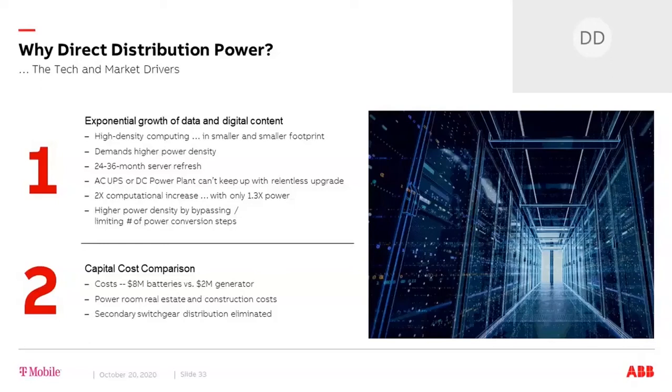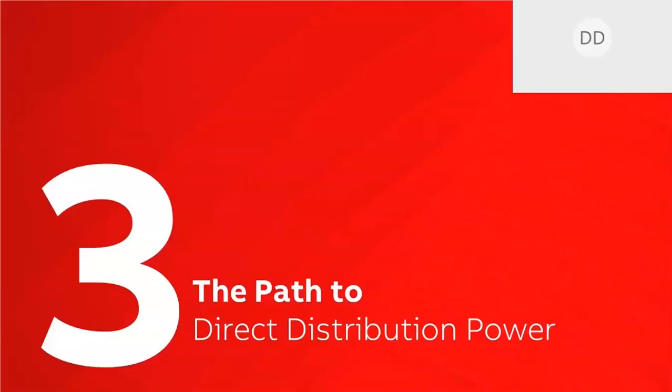That's pretty compelling, Don. But how did T-Mobile make this transition from a centralized power to direct distribution? That surely couldn't have happened overnight. Yes, it surely didn't. So this is 3 slides in one.